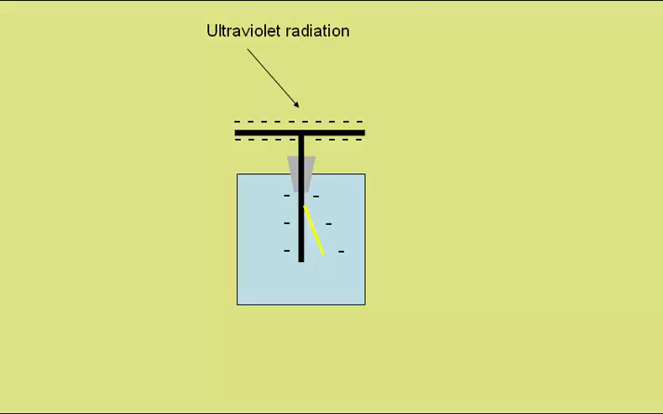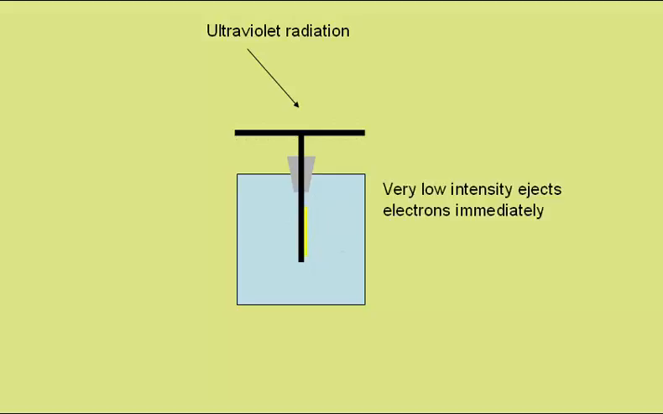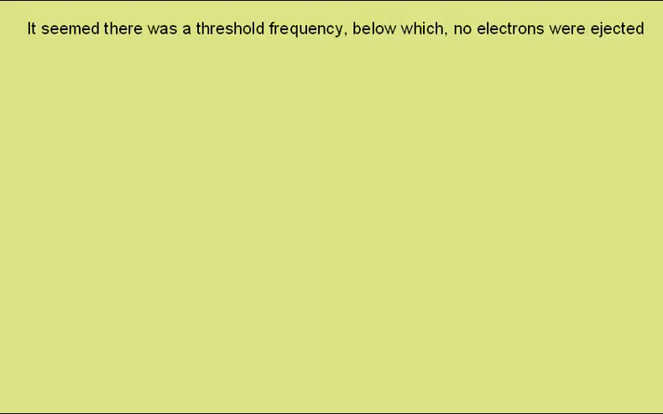With ultraviolet radiation, even if we use an incredibly low intensity, electrons are still ejected, and that starts immediately. There's no time delay. Interference effects had shown that light behaves like a wave, and it seemed for this experiment that there was a threshold frequency below which no electrons were ejected. Ultraviolet light with a high frequency would eject electrons. Visible light with a lower frequency would not eject electrons.